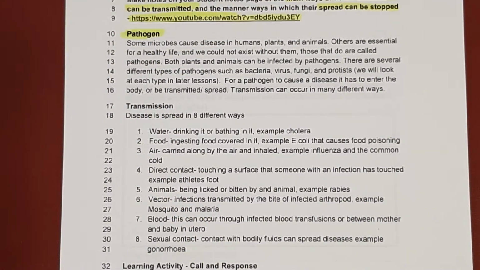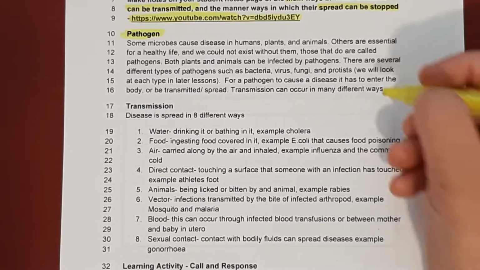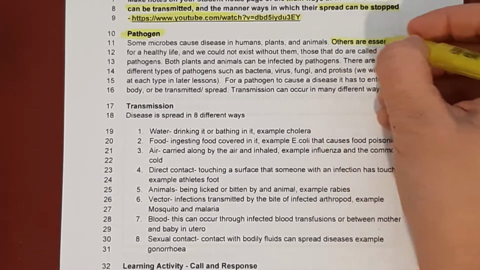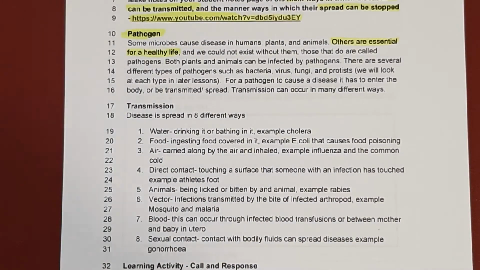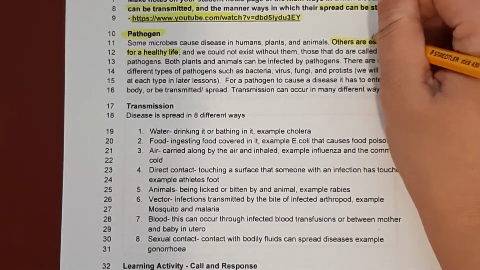So some microbes cause disease in humans, plants and animals. Others are essential for a healthy life. For example, you may have seen adverts on TV talking about the good bacteria, such as in yogurts like Yakult, where they give you probiotics, which are good bacteria that help us, usually in our guts. They can help us degrade the food that we eat and help make the nutrients in that food available to us, as well as neutralising toxins that might be found in food. So we're going to put a little note about that.